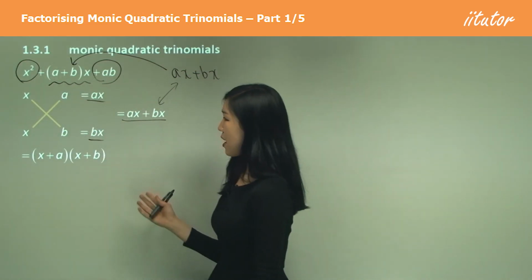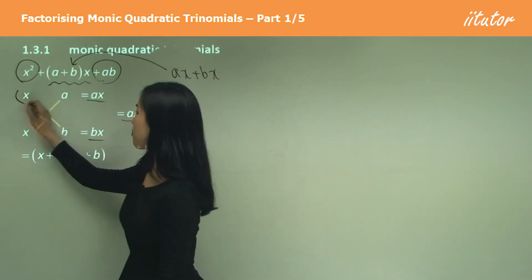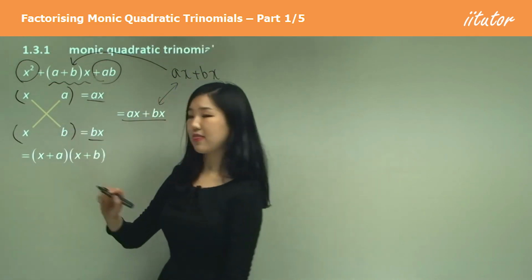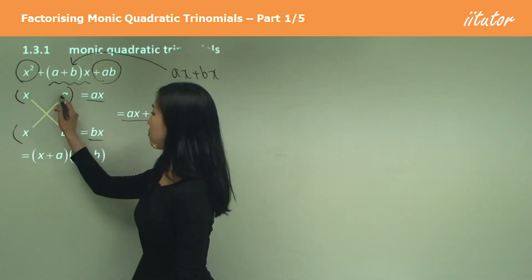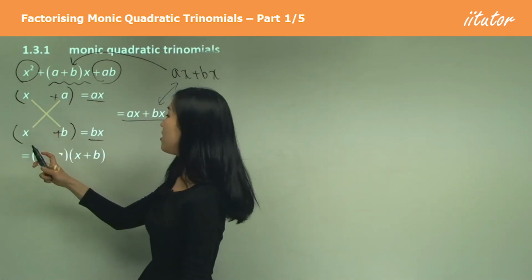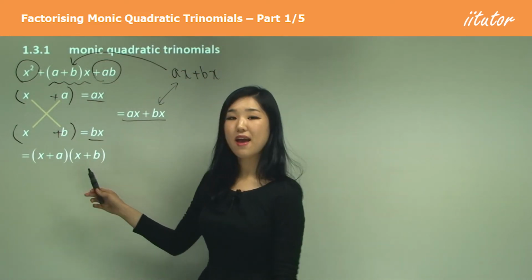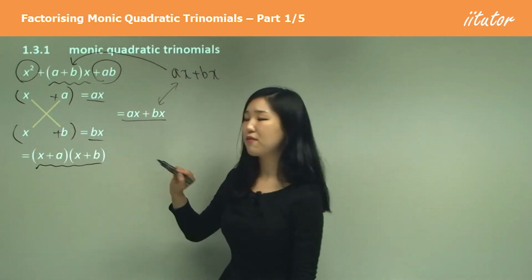And then if that worked out, then what I like to do is simply draw some brackets around here, like that. So it's going to be x plus, see how these are all positive? It's positive b and positive a, isn't it? So you do x plus a times x plus b here. And this will be your final answer.